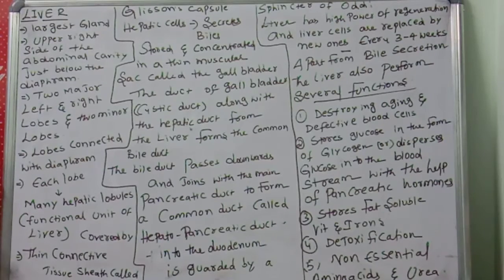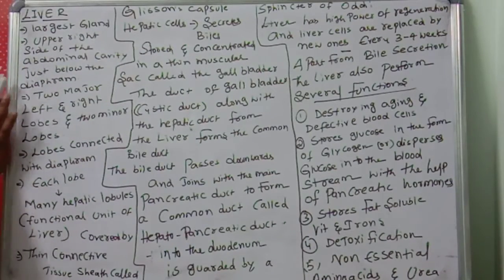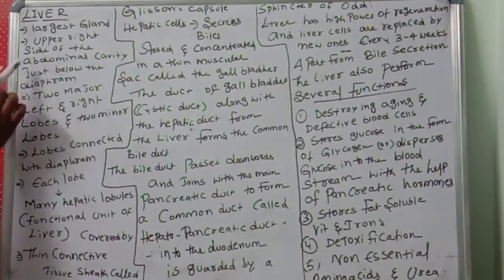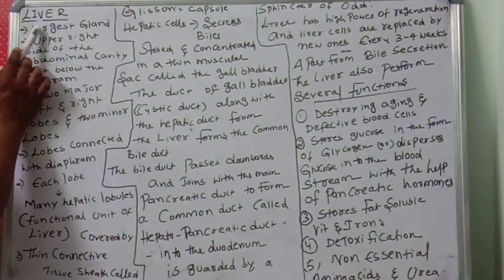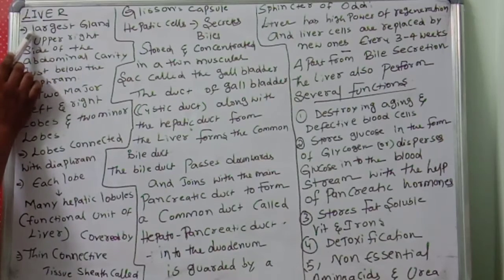Now, one more important digestive gland, that is the liver. Today we are going to discuss the liver. It is the largest gland in the body. It is situated in the upper right side of the abdominal cavity. You know very well this is the liver.